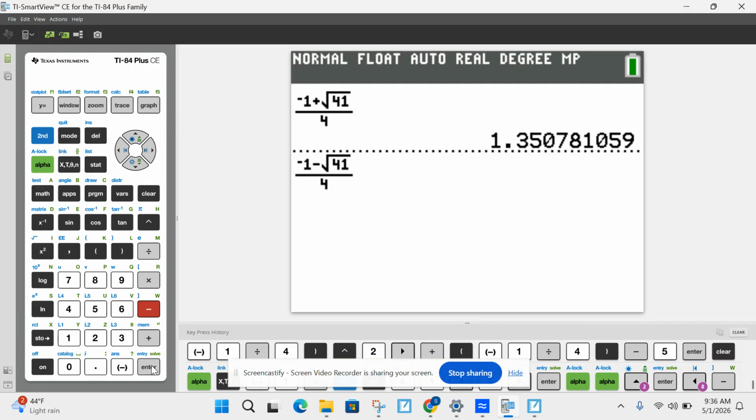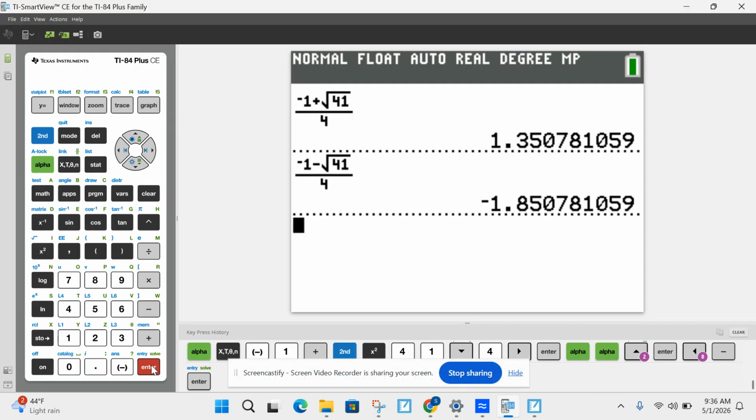Gavin? Mine says error. Okay, what's the error message? Says syntax error. Did you type in a minus sign instead of a negative sign? Yes, this is error syntax. Yeah, you typed in a minus sign instead of a negative sign. Okay, so I got 1.35 and negative 1.85.